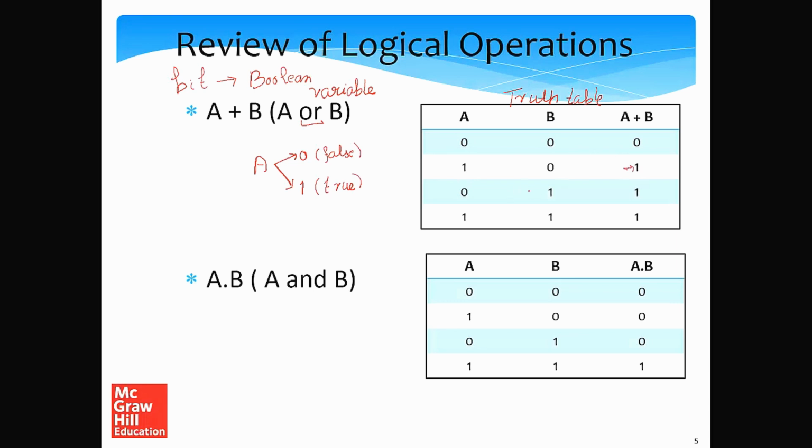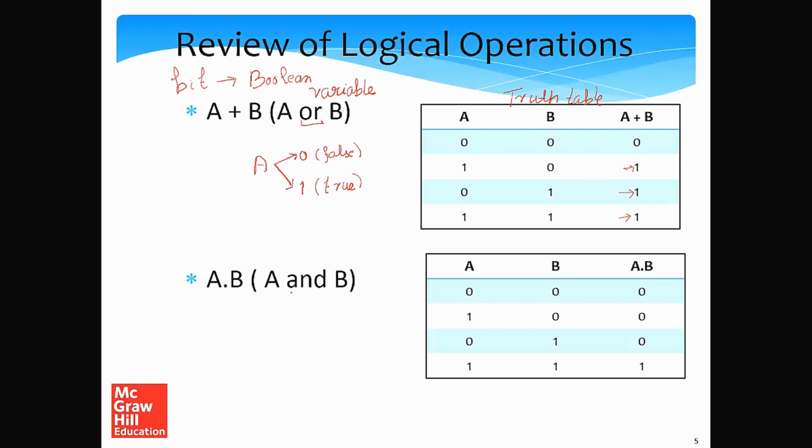Similarly, a symmetric situation holds over here, that if A is 0 and B is 1, at least one of them is 1. So A or B here is also equal to 1. Finally, if A is 1 and B is 1, at least one of them is 1 is correct. So the final output is 1. So this is the OR logic. The OR logic basically says that only if A is equal to 0 and B is equal to 0 is the final output equal to 0. Otherwise, it is equal to 1 in all cases.